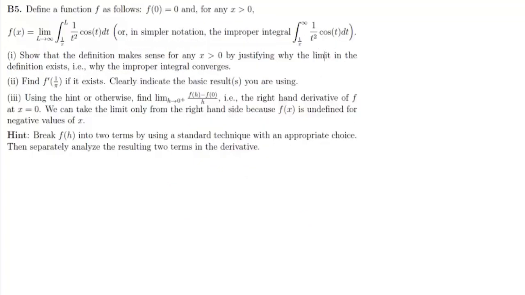Now in B5, we are given this function which is defined as this improper integral from 1 upon x to infinity of 1 upon t squared cos t dt. Now in the first part, for any x greater than 0, we need to show why this improper integral converges.